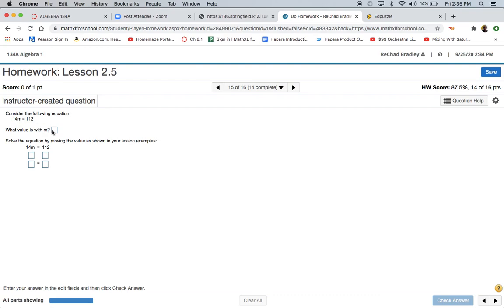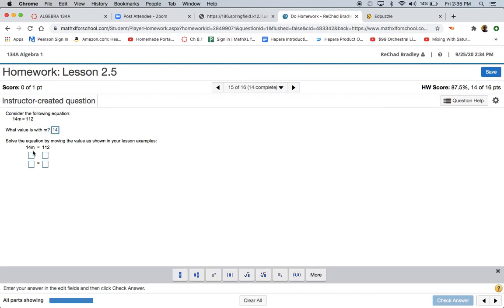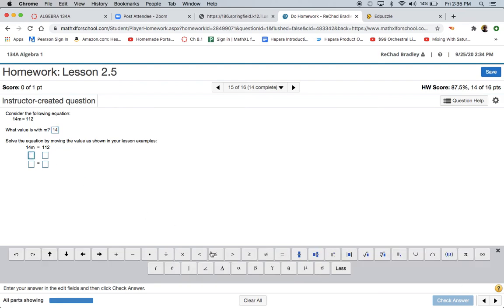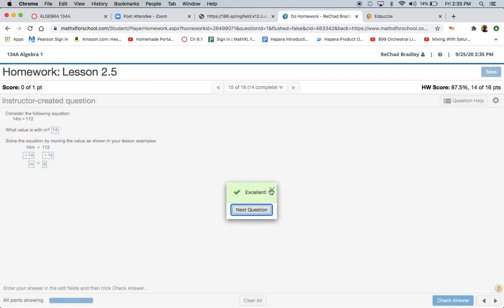The value with M here is 14. Remember, if I want to move this 14, it's 14 times M, so I must divide by 14 here and here. Those 14s go away with M. 112 divided by 14, I believe, is 8. I don't know. There we go.